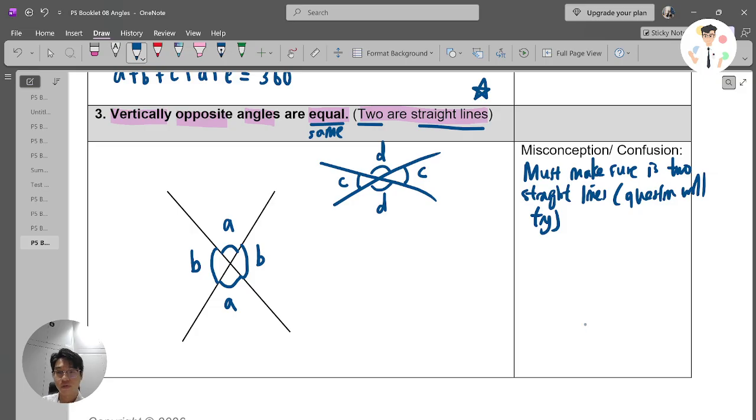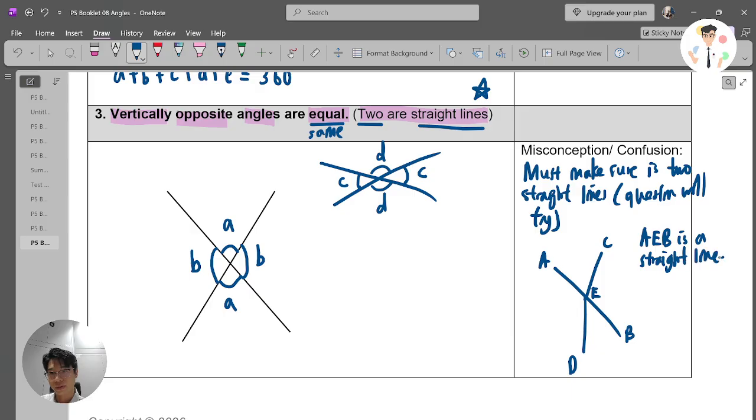So for example, I can have a question that looks like this. I'll say this is A, this is E, this is D, and this is B. Then I will have another line that looks like this. Then I will say this is C, this is D. Then I will say AEB is a straight line. Then I'll say here's angle, for example 60. Find angle DEB, which is find the angle here.